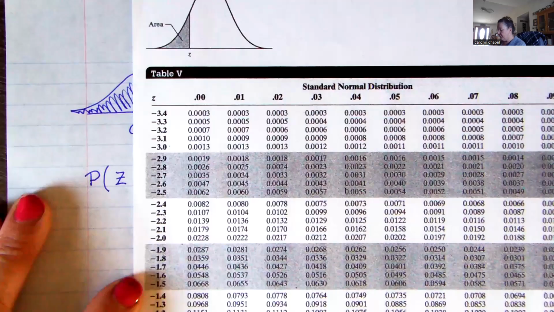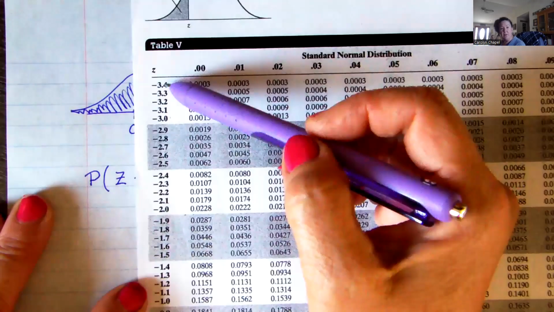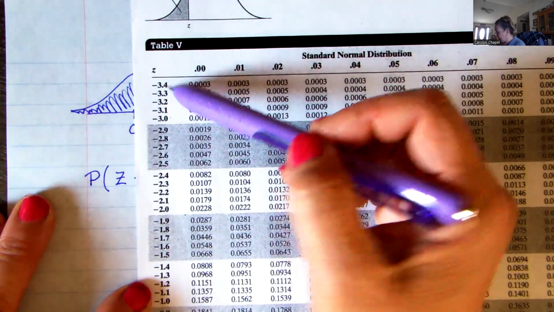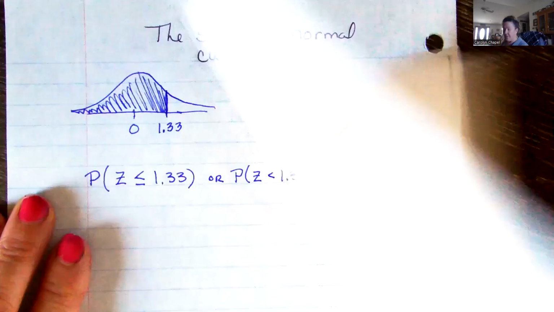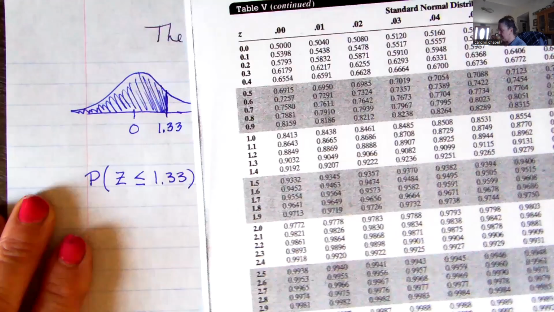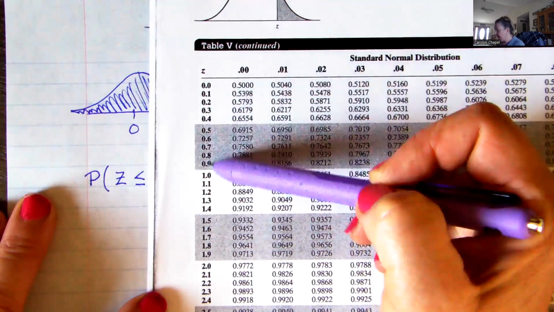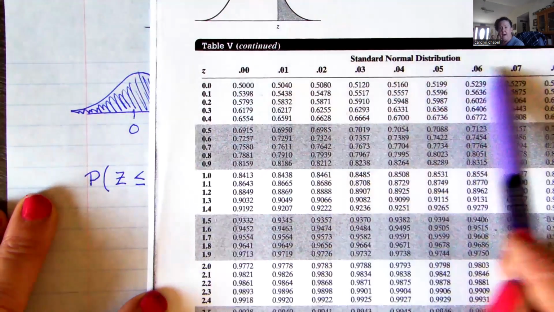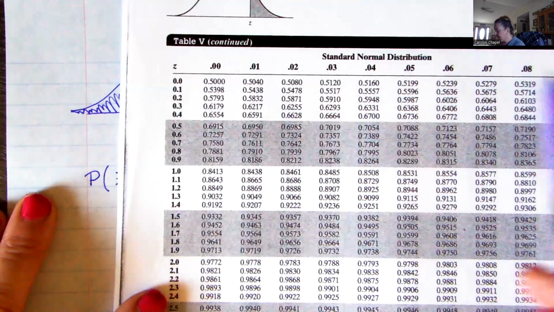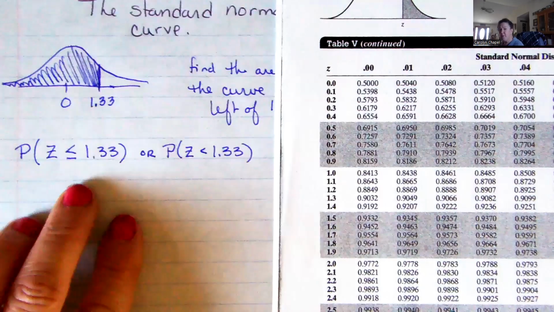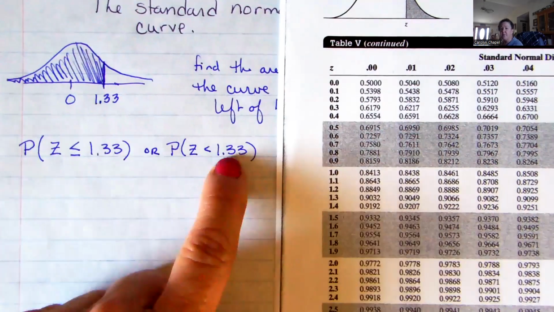On one side, you'll notice we have a Z value going down. We started at about negative 3.4. And on the other side, we have our positive results. So our Z values are going down the side as well as across the top. Across the top is going to give us that 100th spot. So for this particular example, we're looking for that 1.33.